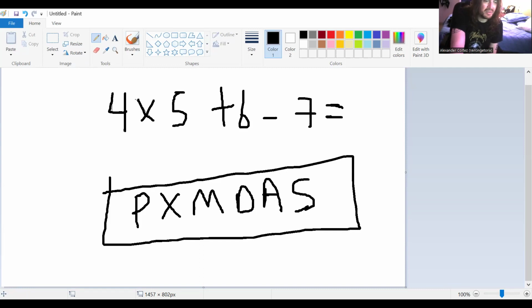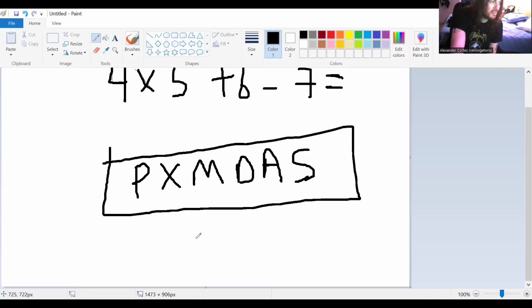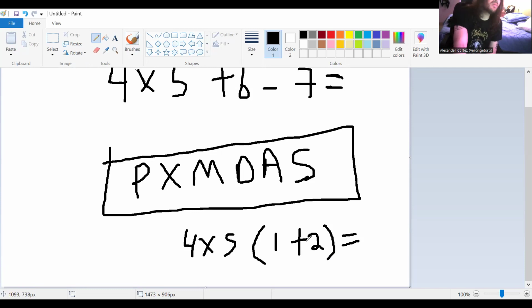For example, let's say you have 4 times 5, and then parentheses 1 plus 2, and you have to solve that. Which one do you do first? You can't do it in random order, because it's going to give you the wrong result. So you have to do it in the order of operations: please excuse my dear Aunt Sally.